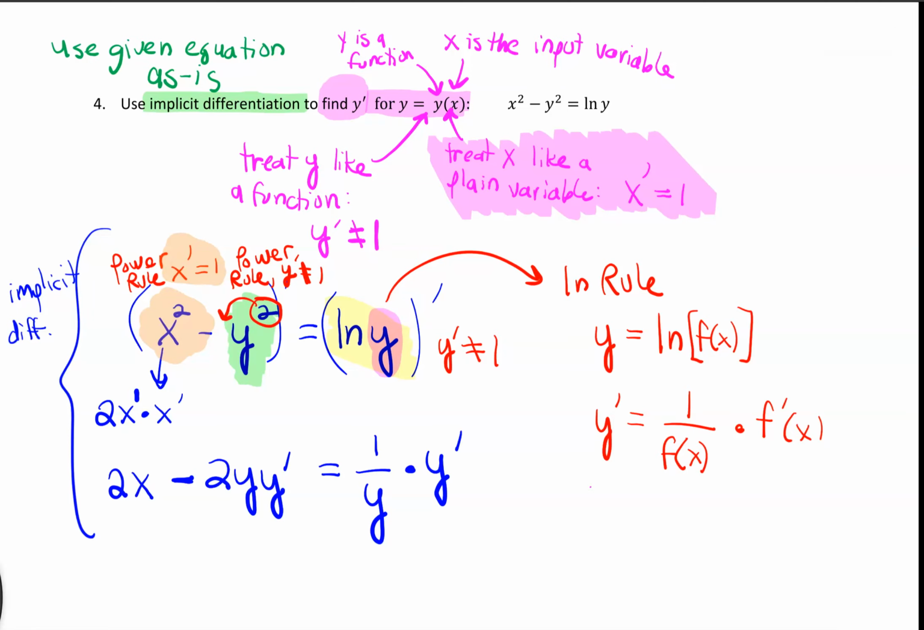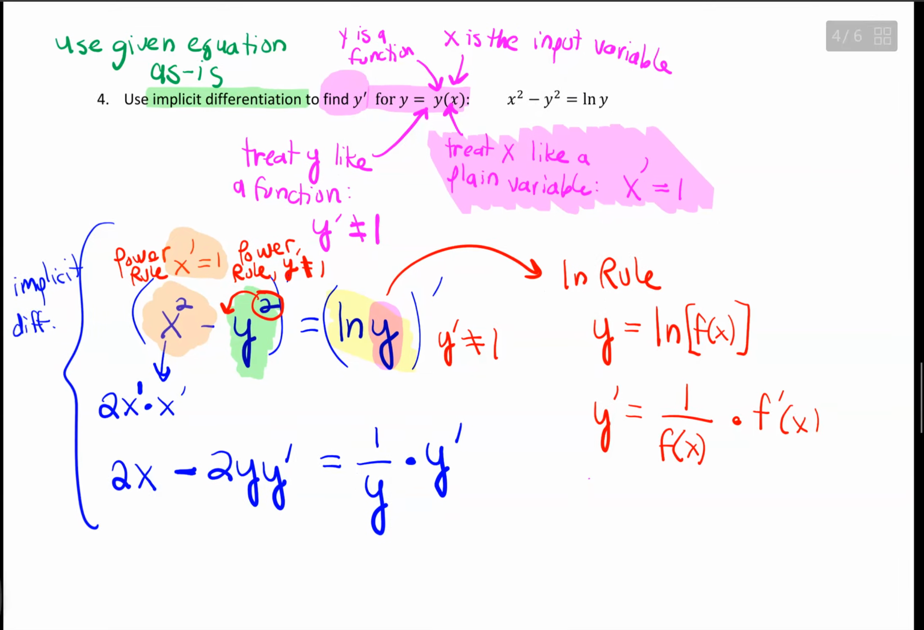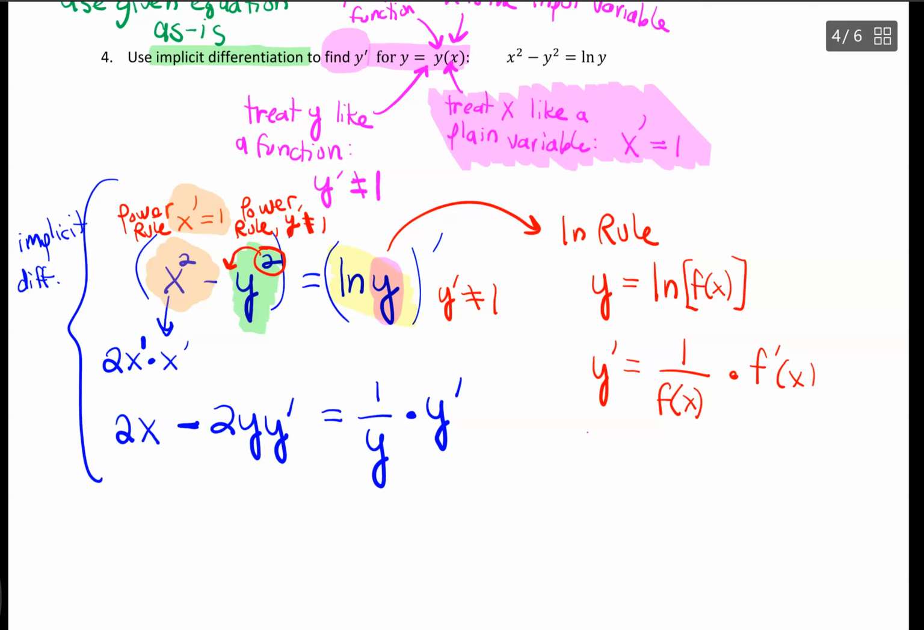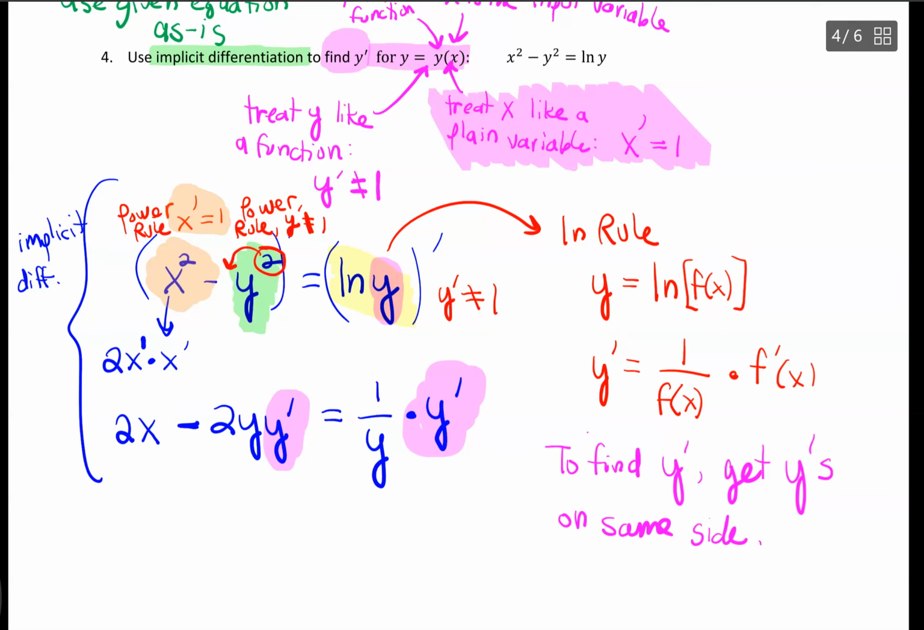But is it asking us just to do implicit differentiation? No, it says do implicit differentiation to find y prime. So if I stopped here, I'd get it wrong because I need to isolate the y prime. See how the y prime is in 2 locations? I need to get that alone. So I need to get them on the same side. Okay, so I'm going to write a note. To find y prime, get y primes on same side. Then factor out y prime.